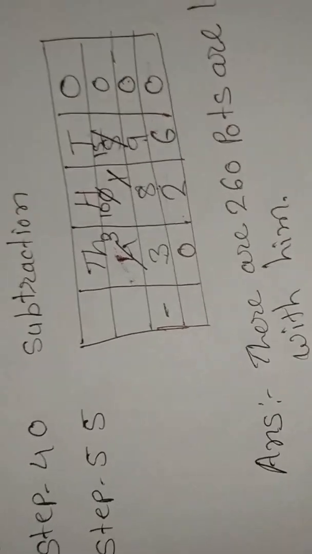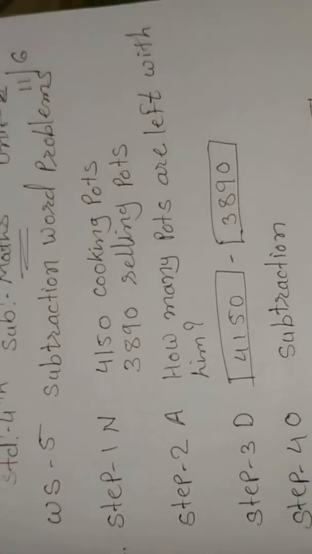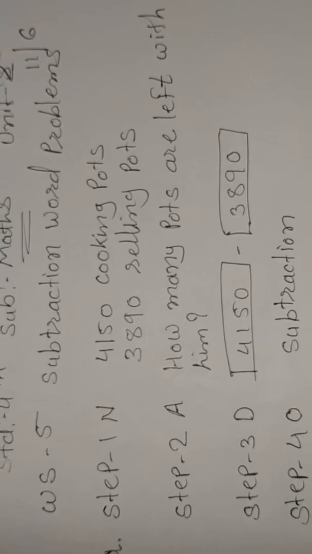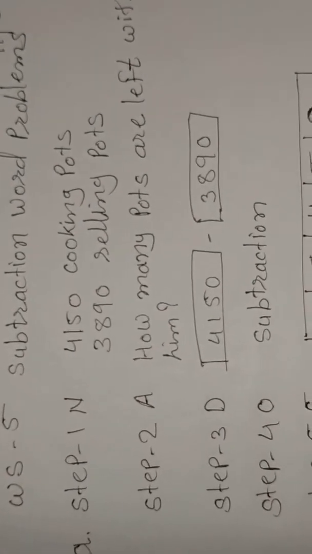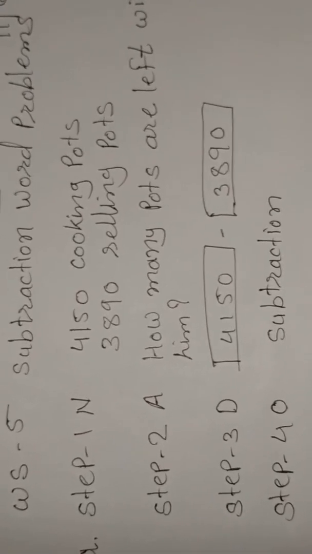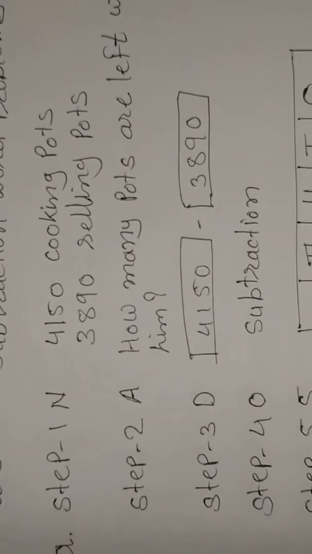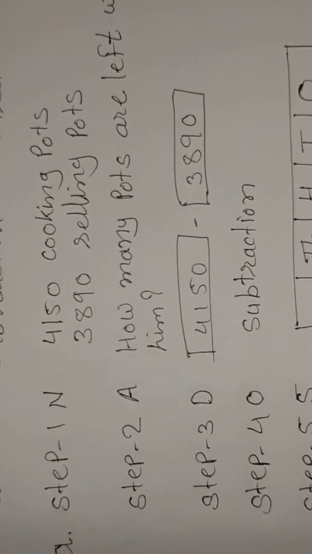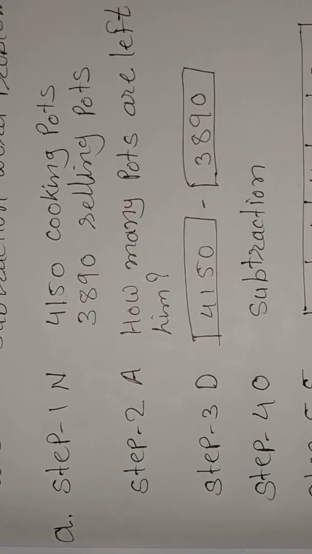Now students, I'll give you 2 minutes. You have to write this sum in your maths notebook, because there are no places in the worksheet to write any sum. You have to complete your work. First of all, you have to write step number first, second, third and fourth. After that, I'll show you step number fifth.